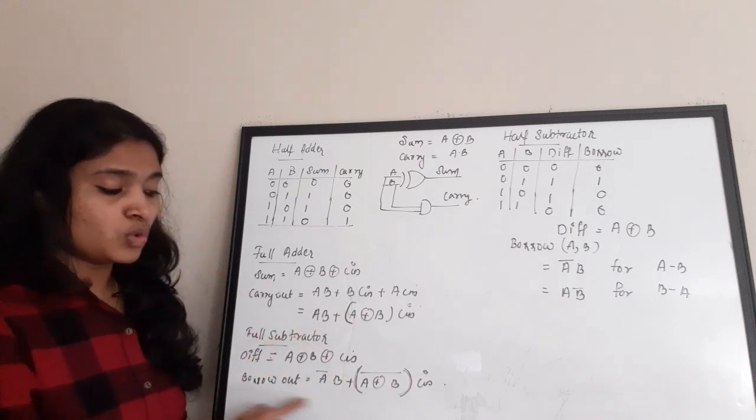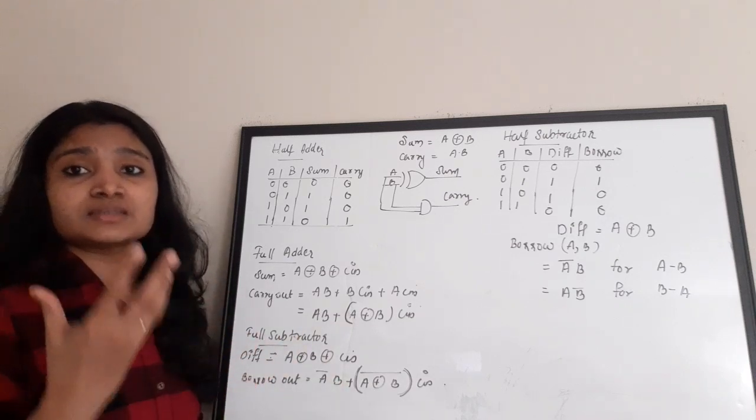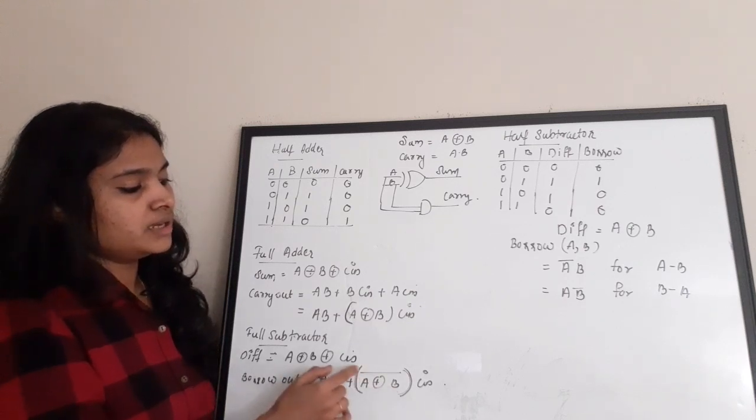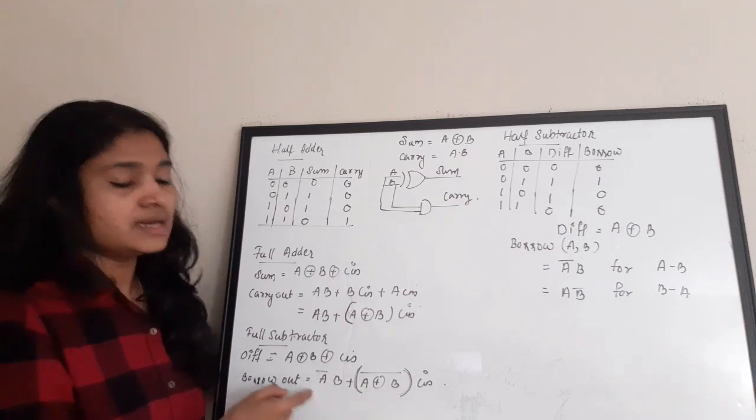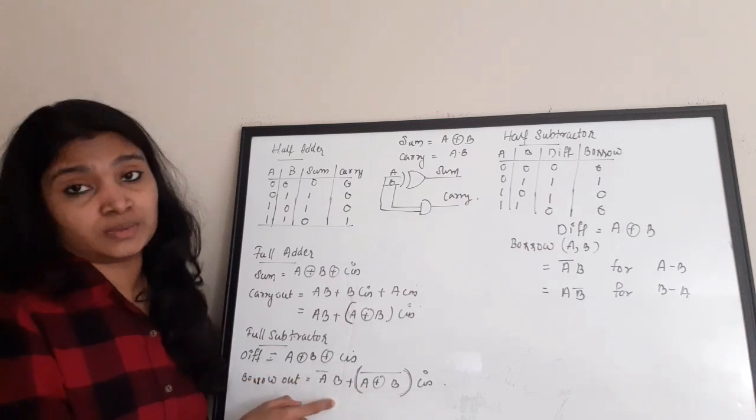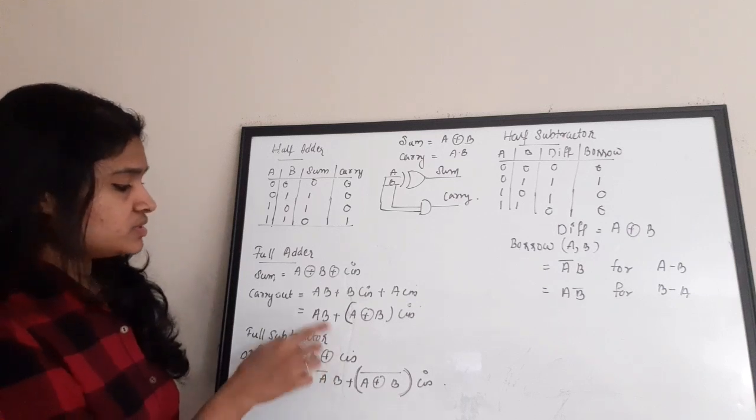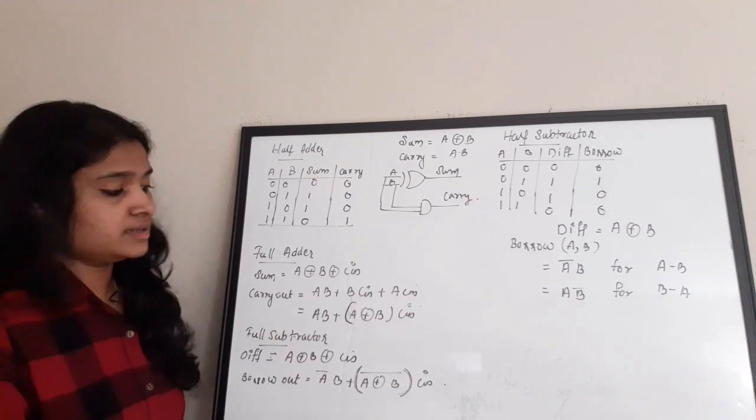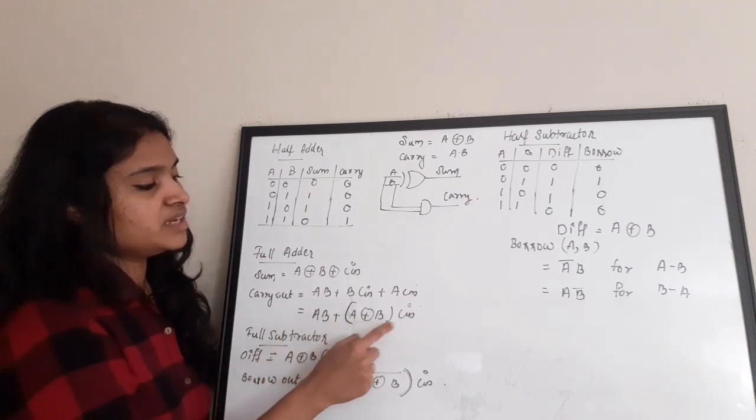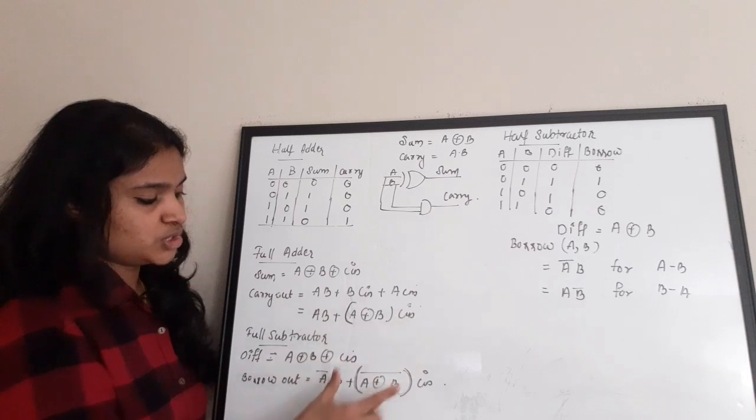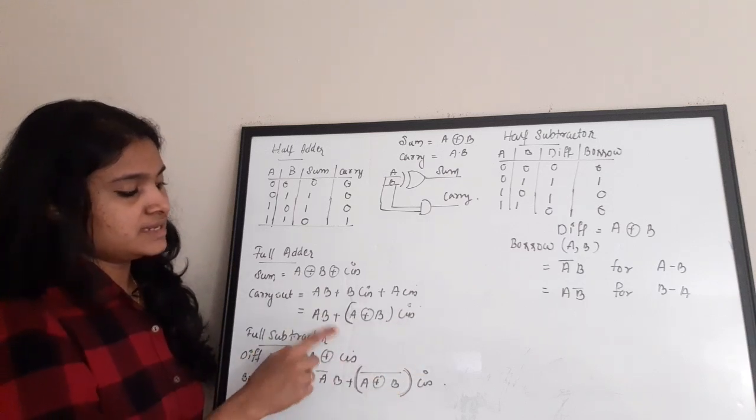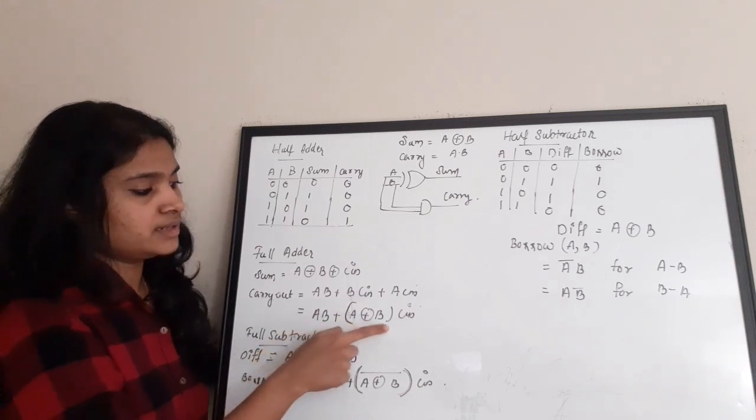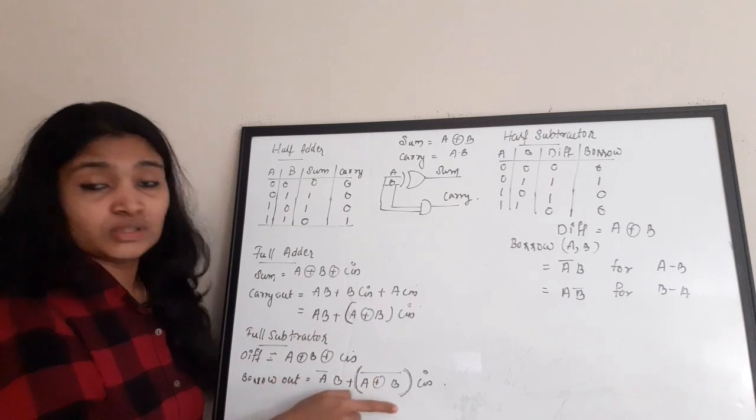Now moving on to the borrow out for a full subtractor. It is A bar B plus A XOR B bar C. This is the borrow equation for a full subtractor. Now just see this equation. Here the carry out for a full adder is AB plus A XOR B into C. Have a look at this equation and this equation. The only difference is that here there is a complement on A for the borrow out, and here there is a complement on this A XOR B for the borrow out.